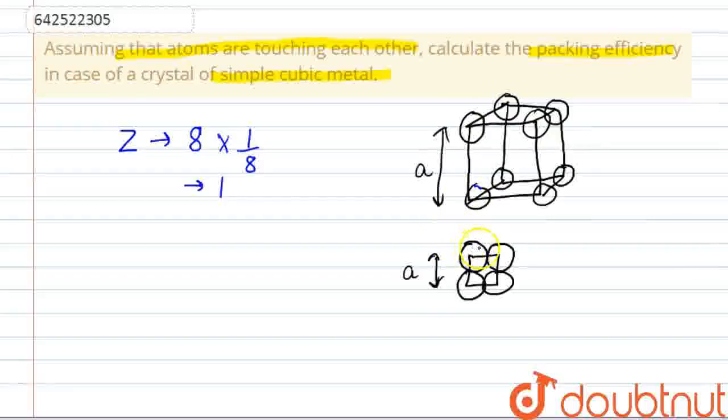Now we know that we have some radius of atom as R. This is the 2D structure, and from here we can say that this side A is equal to 2R from geometry, because this is one radius and this is another. They are touching each other, so there is no distance in between, so A is equal to 2R. Now we have to calculate the packing efficiency.